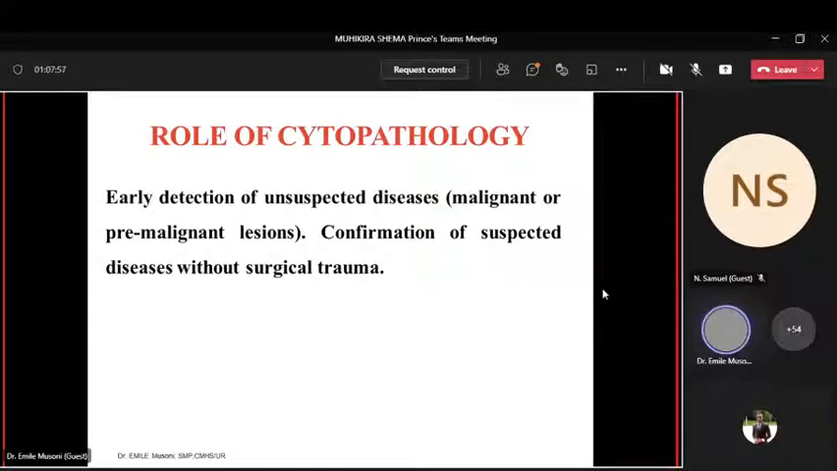This one is cost effective because you don't go for the surgical operation, which you need the anesthesia and the other procedures. Whereas aspiration of that material for analysis will give you the diagnosis. So this one is for early detection, even for the screening of cervical cancer.